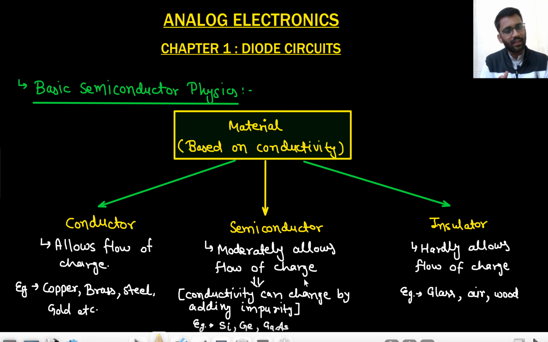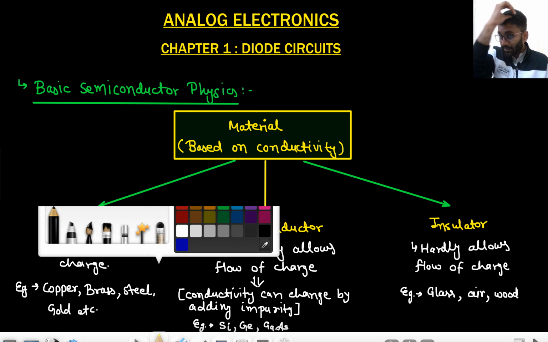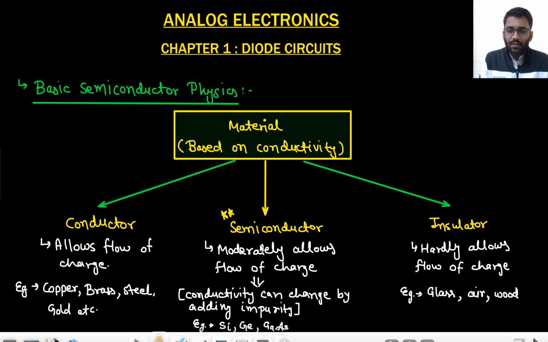And semiconductor is highly used in the electronics industry. So we will be studying about semiconductors in the complete chapter. This is the most important point. Examples: what are the examples of conductors? Copper, brass plate, steel, and gold. And insulators: glass, air, wood. From wood current doesn't flow, from glass current doesn't flow, right? And what about semiconductors? Silicon, germanium, gallium arsenide. All these are examples of semiconductors.